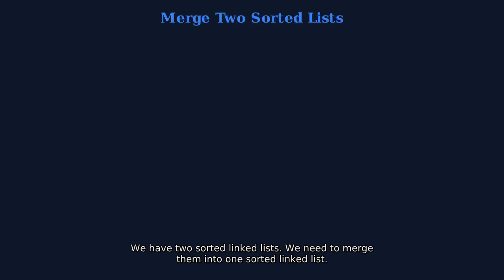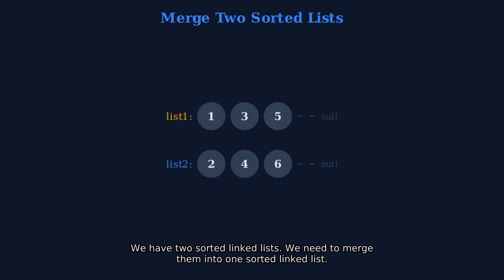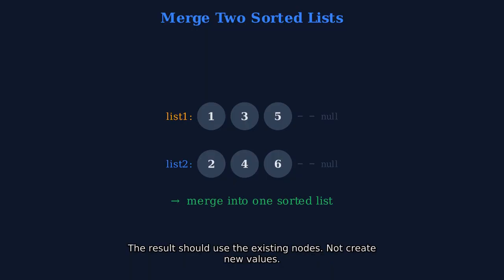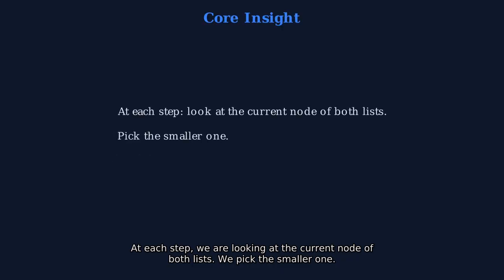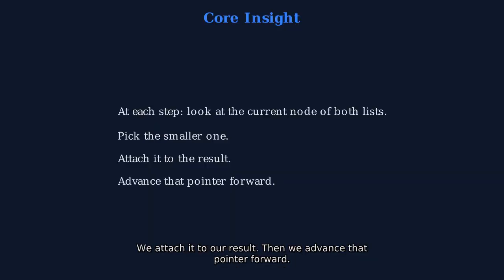We have two sorted linked lists. We need to merge them into one sorted linked list. The result should use the existing nodes, not create new values. At each step, we are looking at the current node of both lists. We pick the smaller one, we attach it to our result, then we advance that pointer forward.